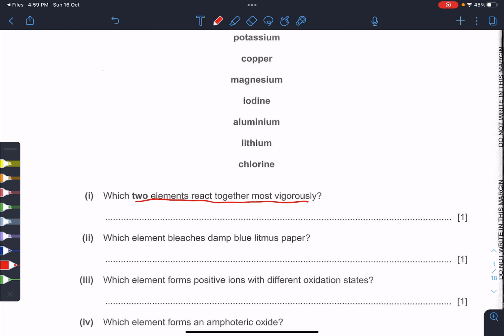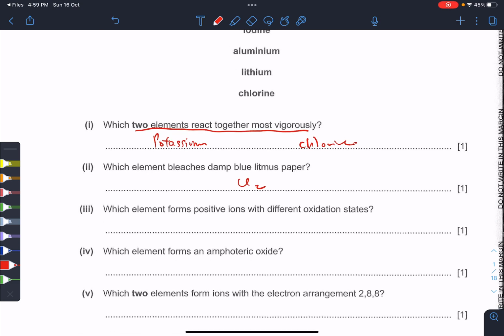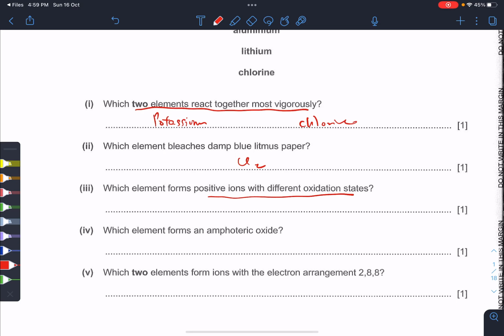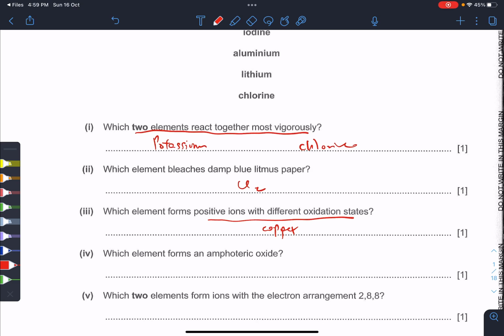So you obviously choose the most reactive metal, potassium, and non-metal, which in this case is chlorine. This is just chlorine. This is a transition metal, which is copper. So even though normally we deal with copper 2, can there be copper 1? Can there be copper 3? Possibly, because of the very fact that it is in the transition metal block.